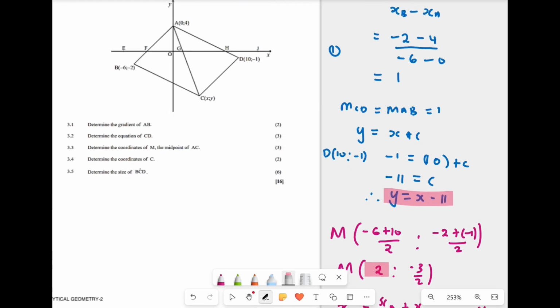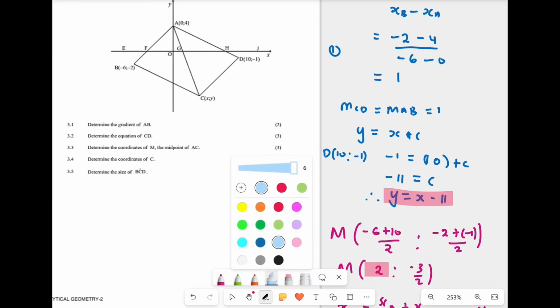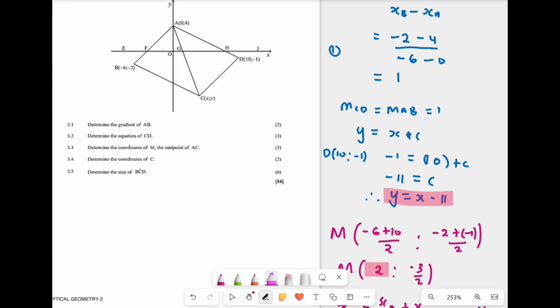the size of BCD. So we are looking for this angle here, BCD. So here is our BCD. So we are looking for this angle. Here is our angle BCD. Now, this question is 6 marks. We need to find that angle.